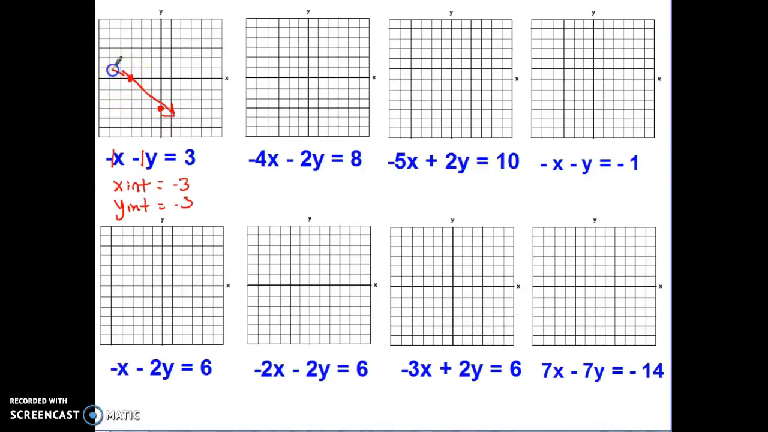Yeah, I missed that, and I missed all of that too. But whatever. Again, 8 divided by -4, x-intercept. 8 divided by -4 is -2. 8 divided by -2 is -4.